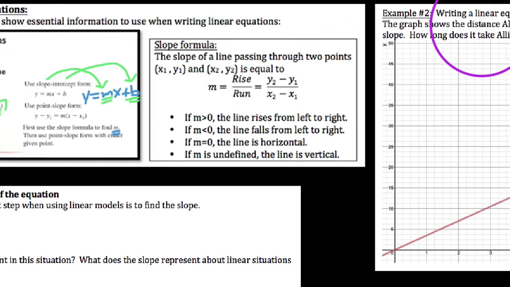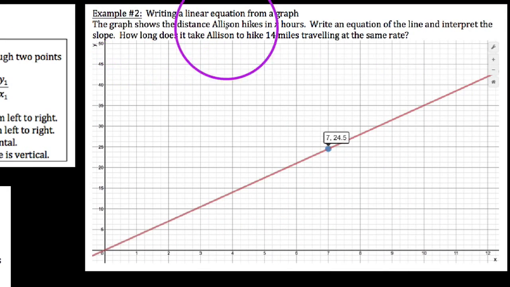So let's consider this situation over here. It says this graph shows the distance Allison hikes in x hours. We have our x-axis down here, representing the number of hours that she's been hiking. What we want to do is write an equation of this line, interpret what the slope means in this case, and also answer how long it takes Allison to hike 14 miles traveling at the same rate.